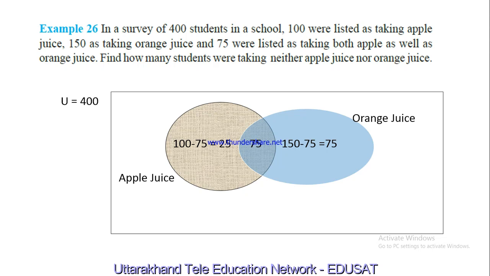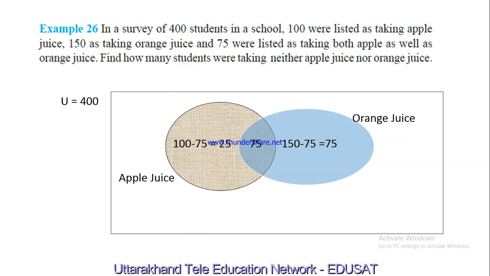Overlap represents those students who have both apple juice and orange juice, and the pure blue area represents those students who only have orange juice. When you add up these two values, 75 plus 75 is equal to 150, you will get the number of students who have orange juice, and that number is 150. We can cross check it from the question. So 150 is the number of students who have orange juice. Out of them, 75 falling in the overlap area, they have both orange juice and apple juice, but the 75 who are falling in the pure blue area, they only and only have orange juice.